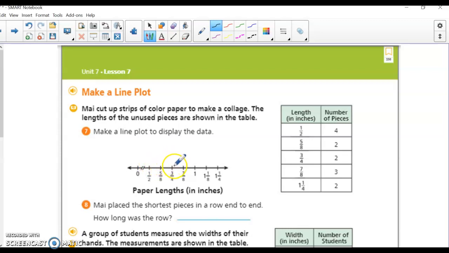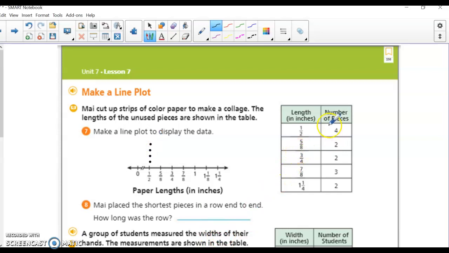So 5/8, 6/8 is the same as 3/4, 7/8, 8/8, or 1 whole, and it continues to go by eighths. All right, so let's plot this data. At the 1/2 inch mark on the number line, here I have 4 pieces, so I would need 4 dots. 1, 2, 3, 4. Okay.